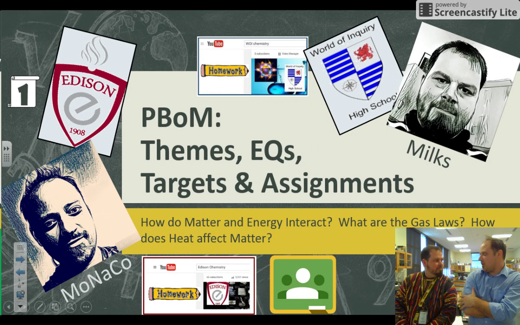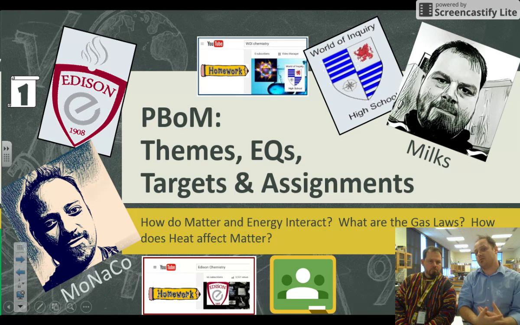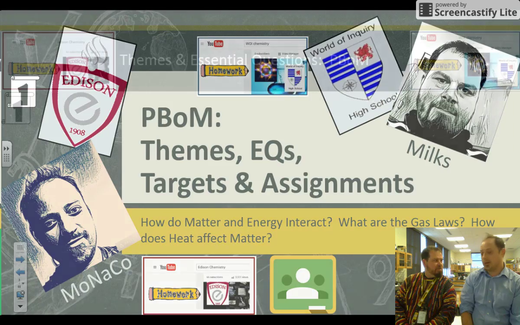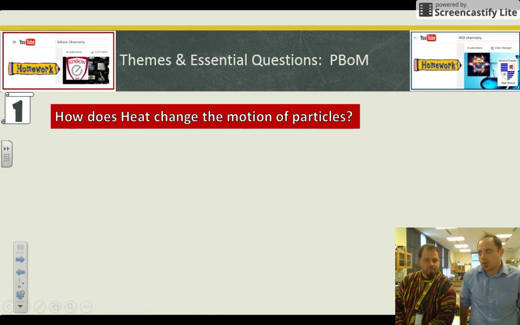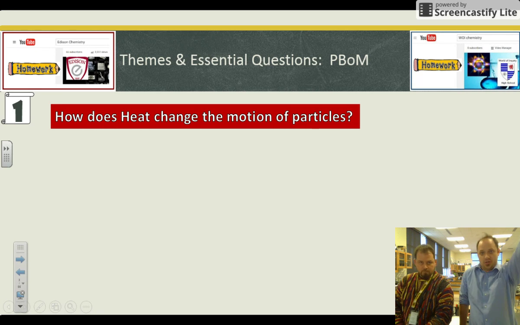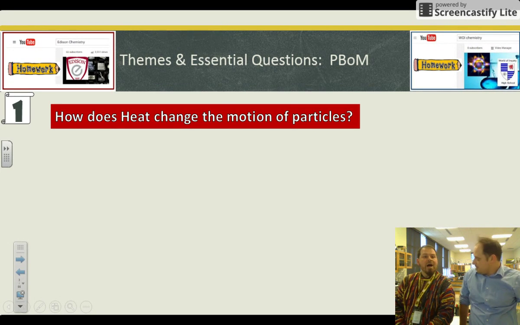This unit's really all about how matter behaves physically. So there's no chemical reactions. Nope, they're all physical changes in physical behavior. Matter and energy, how these two get together. But we get to change some definitions for you a little bit. Our essential questions, what are they, Mr. Milks? How does heat change the motion of a particle?